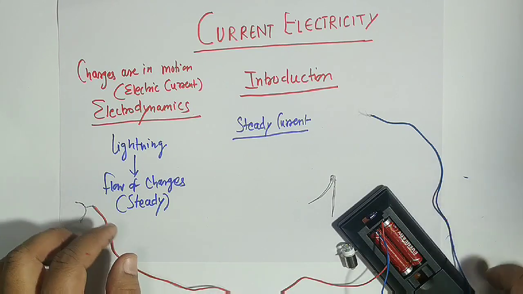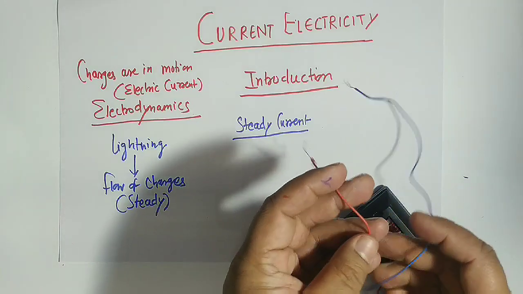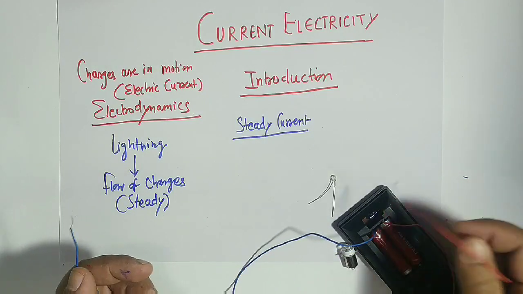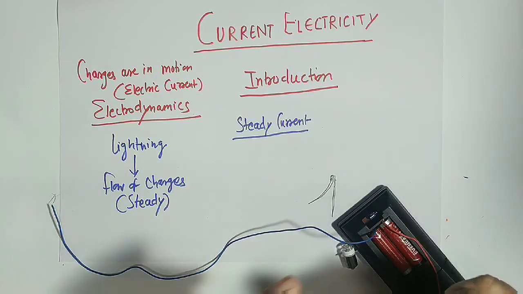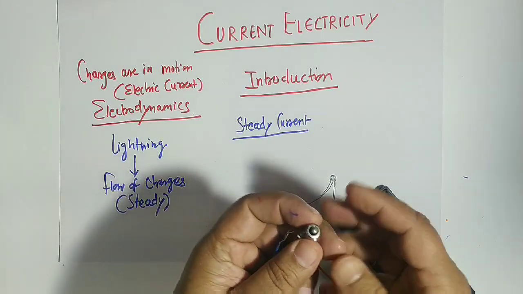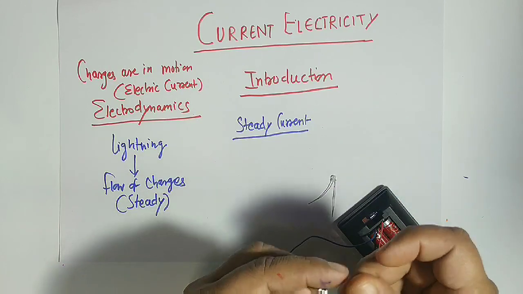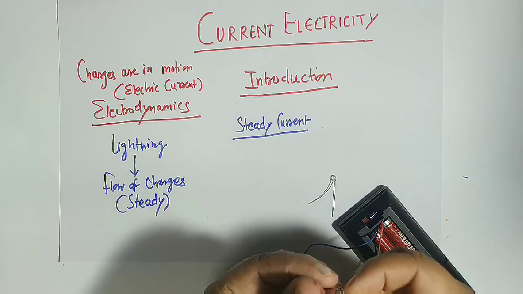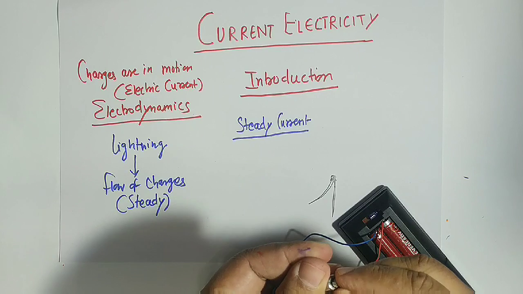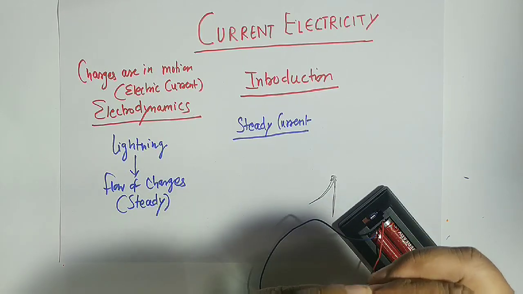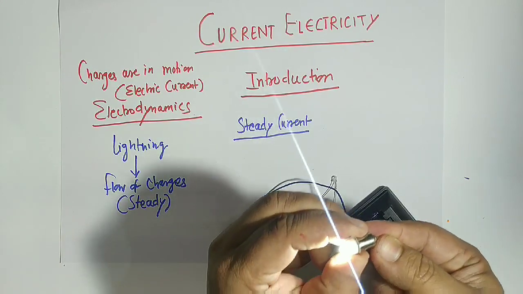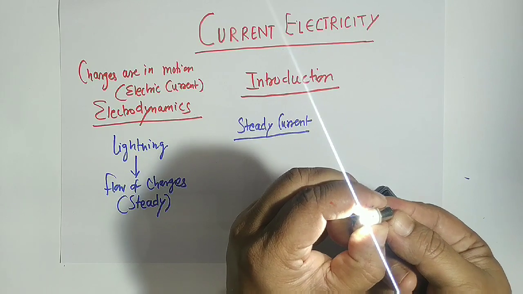Now for that, I just want to show you something very simple. These are two batteries of 1.5 volt. I know that this is the positive end and this is the negative end. When I touch it with the bulb here, this is the positive end and this is the negative end. If I touch it here, the bulb glows. Are you getting it? Now this current is a steady current. This is a constant current.